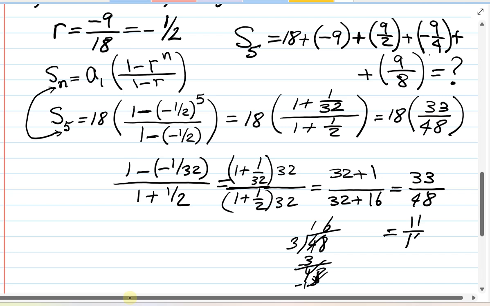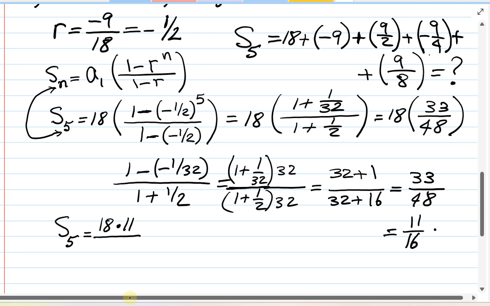Yep, 11/16. So we've got that one down. Therefore, the sum of the first 5 terms is going to be 18 times 11 over 16. Now 18 and 16 are even, so that means they have 2 in common. That's going to be 9 times 11 over 8. So the answer is going to be 99/8.